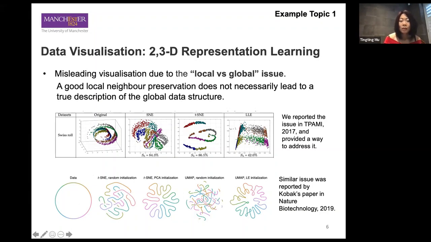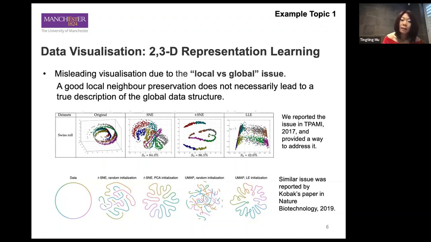But this approach can be problematic. It can lead to misleading visualization results due to a local versus global issue. What we mean here is that when you have an algorithm that preserves your local neighbor structure pretty well, it is not necessarily going to give a truthful description of your global data structure.